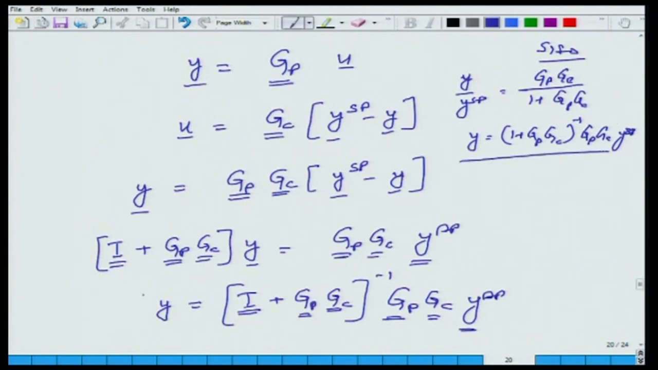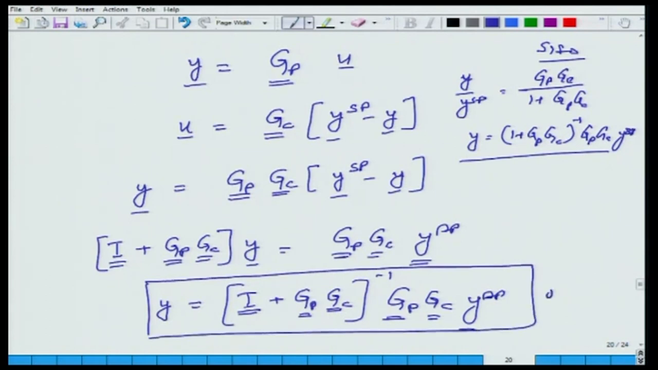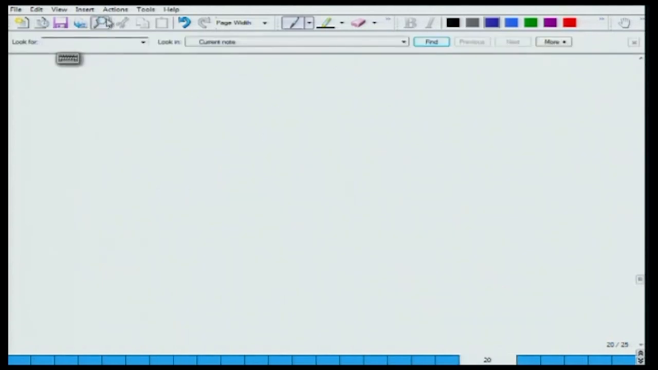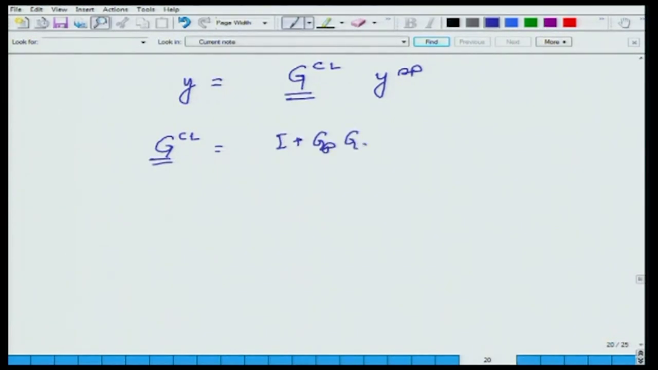This is for a SISO system; this is the equation for a multivariable system, but the analogy with the SISO system is pretty clear. Now, let me say my multivariable system is y equal to some matrix G closed loop, a matrix of transfer functions, times y set point, and this matrix of transfer functions G closed loop is actually equal to (I plus G P G C) inverse times G P. This is what I get.